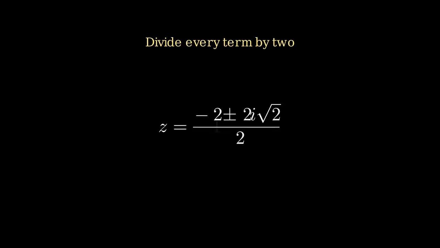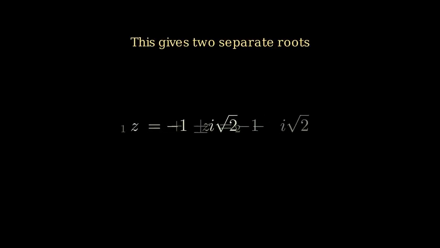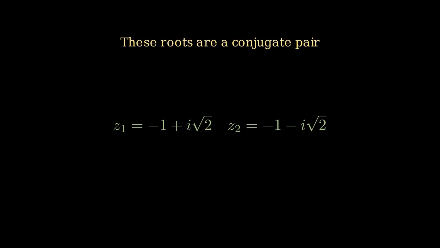Dividing every term by 2, we get our two roots. The first root is -1 plus i times the square root of 2. The second root is -1 minus i times the square root of 2. Notice that these two roots are a conjugate pair, since they have the same real part, -1, and opposite imaginary parts. Now for the check step.